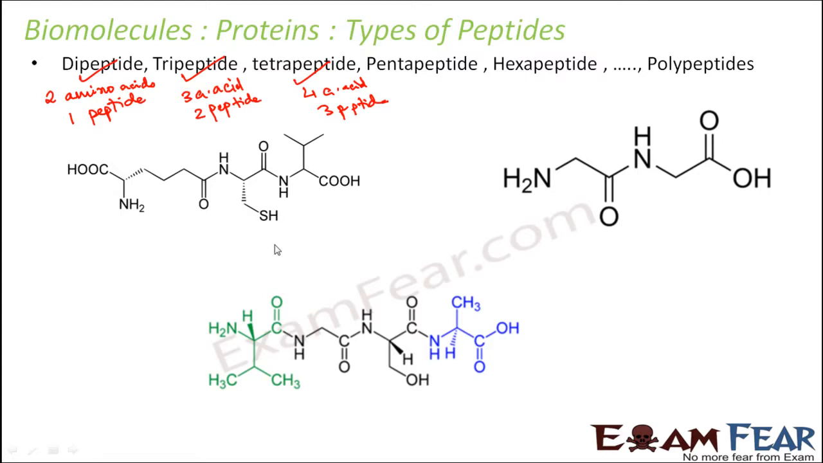Let us look at some examples. Here you have one amino acid, here you have another amino acid. You have one peptide bond here. This is an example of a dipeptide because two amino acids are joined together by a peptide bond. Similarly, if you look at this example, how many peptide bonds do you have? You have one peptide bond here, and another peptide bond here. So two peptide bonds are present.